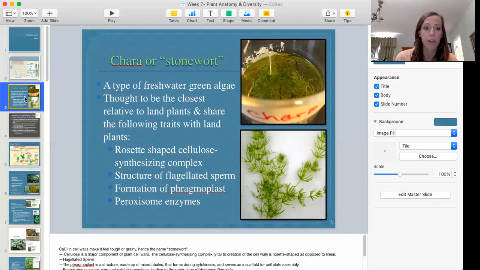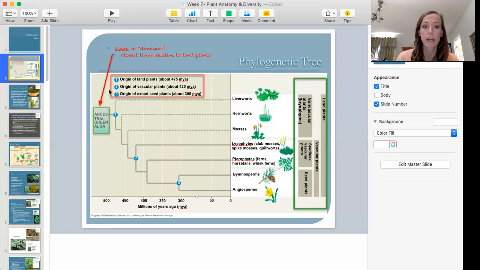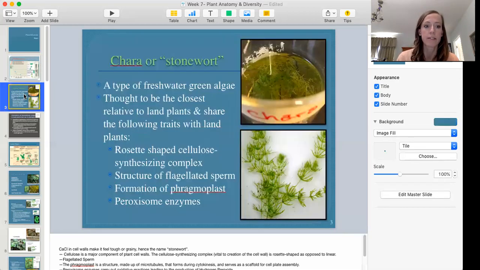Chara, I think I had mentioned in the previous slide, is actually what we believe to be the closest living relative to land plants. Chara looks sort of like this. It's considered to be a green algae that grows in freshwater environments. The reason that we believe it is the closest living relative to land plants is because of several characteristics that it has in common with land plants. And those are listed here.